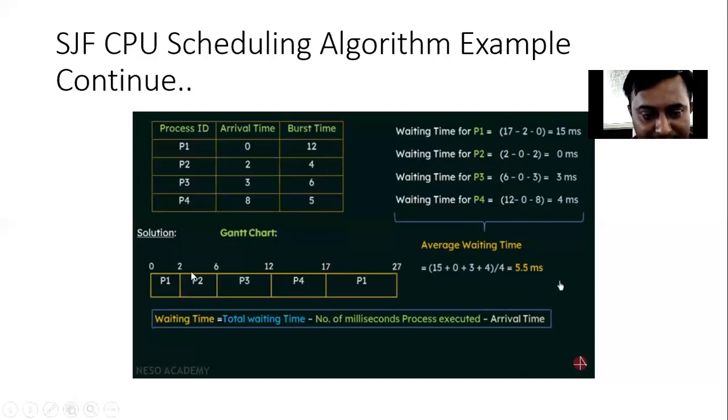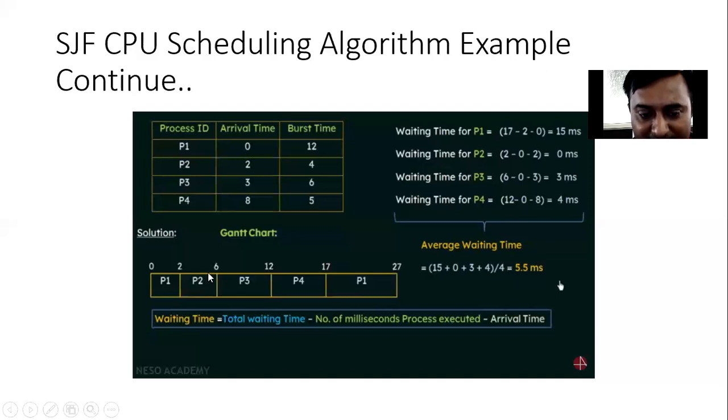So again we will execute P2 for one more unit of time. So up to 4, P2 would be executed. Again we need to check at time 4, is there any other process arrived in the ready queue? No. So in that case we need to continue the execution. But before continuing, again we need to check the remaining burst time of P2. Remaining burst time of P2 is now 2, and 2 is again less than the burst times of these two processes. So again P2 would continue its execution up to 5 milliseconds.